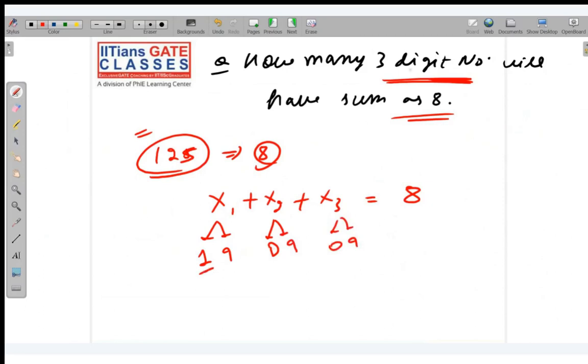Why here 1? Because a 3-digit number was given, I cannot take 0 here. So here 1 to 9, here 0 to 9, here 0 to 9. And I want the sum to be 8. So I will say the upper constraint is no problem at all, because we can take value 9 also. And repetition is allowed or not, you can check like this also.